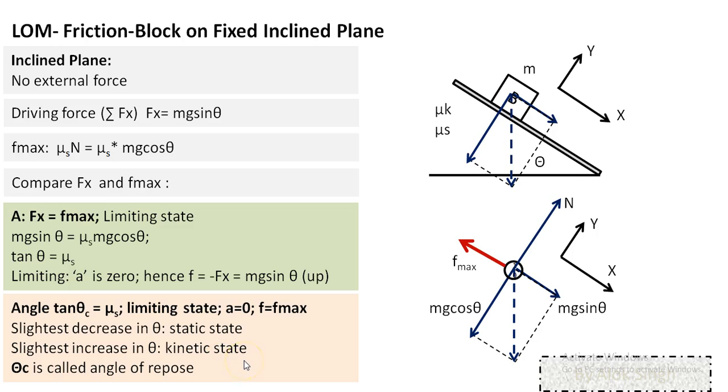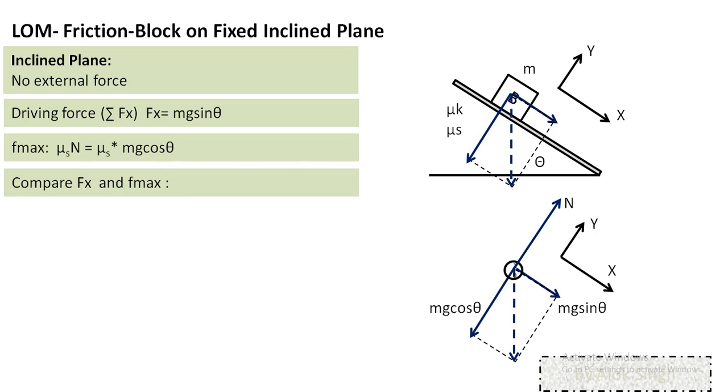If the angle of inclination is higher, the block will tend to slide down. If the angle of inclination is lower, the block will tend to remain at rest. And the angle which is the borderline between the 2 states is the critical angle. Tangent of the critical angle is equal to the coefficient of static friction. And this angle is called the angle of repose.